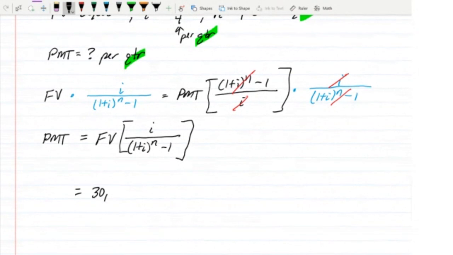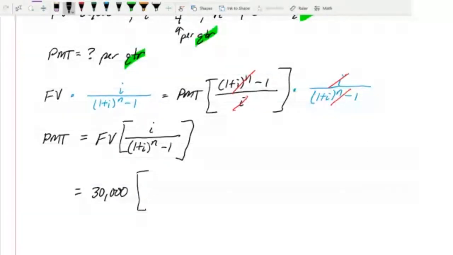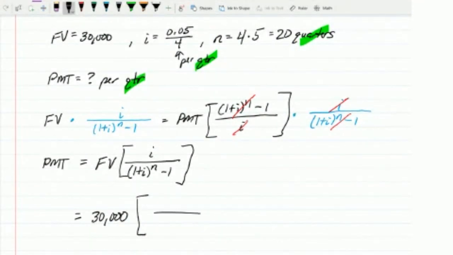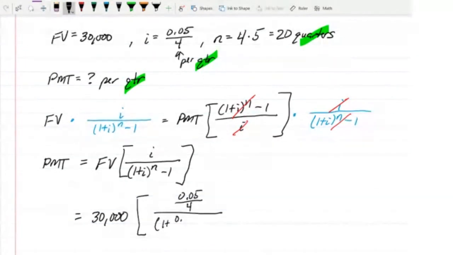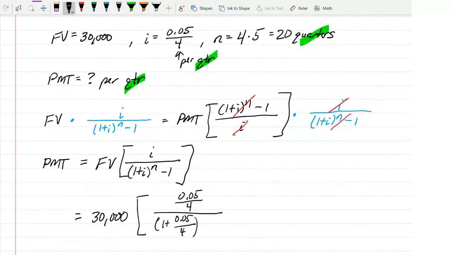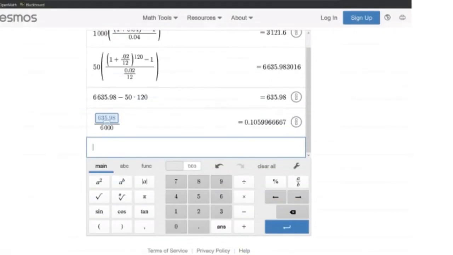So my future value was 30,000. And my I was 0.05. That's 5%, divided into 4 quarters per year. And then we will go into 1 plus I, 1 plus 0.05 divided by 4, to the n, that was 20 total quarters, minus 1. That's something the Desmos calculator can help me do. Let's try typing all that in.